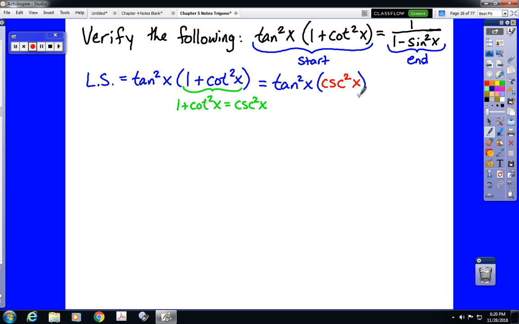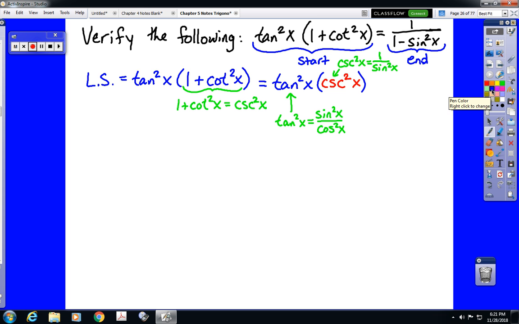Now, at this point, what we should do next is change these expressions into sine and cosine. So tangent squared would be sine squared x over cosine squared x, because tangent is sine over cosine. So if I square it, that would square the sine and square the cosine as well. The same can be stated for cosecant. Cosecant of x is 1 over sine. So I can change cosecant squared into 1 over sine squared.